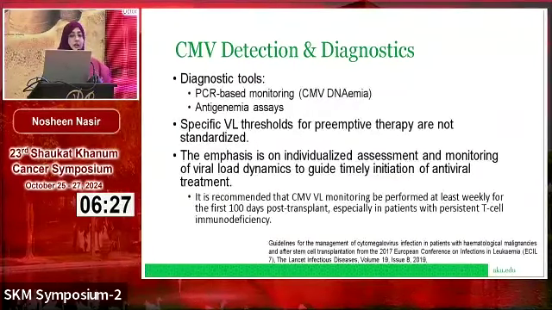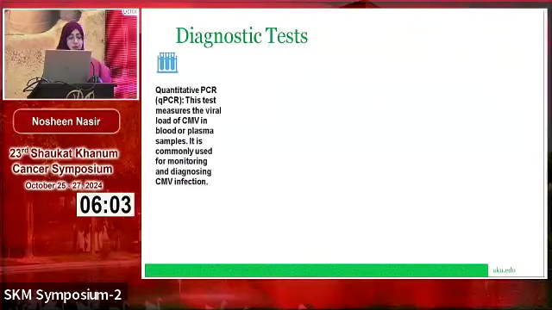So the key thing to learn about CMV is that you have to understand the viral load dynamics in the patient, and that will guide your initiation of antiviral treatment. So guidelines usually recommend that you monitor them weekly with a PCR or a quantitative PCR viral load, for the first 100 days post-transplant, especially in patients with persistent T-cell immunodeficiencies.